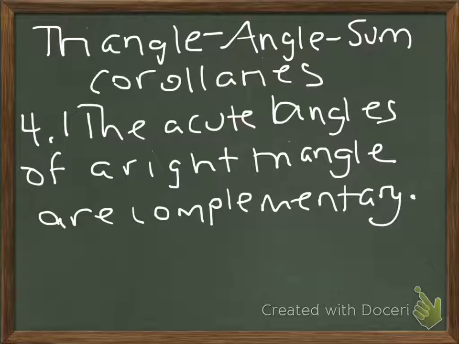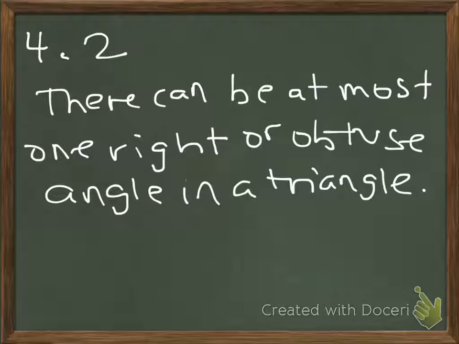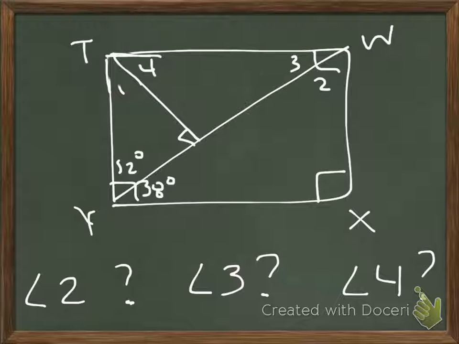So there's two corollaries here. One is corollary 4.1, and they call this the triangle angle sum corollary. It says the acute angles of a right triangle are complementary. If we remember what complementary means, that means that they add up to 90. And then you have another corollary that is related to triangle angle sums, and that means that there can be at most one right or obtuse angle in a triangle. I actually mentioned that today in the lesson. But that's a corollary. So keep those in mind for this last problem.